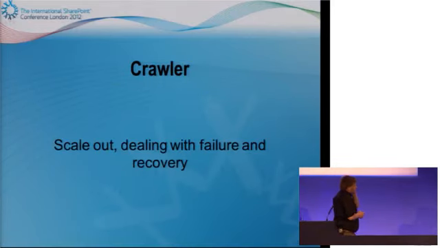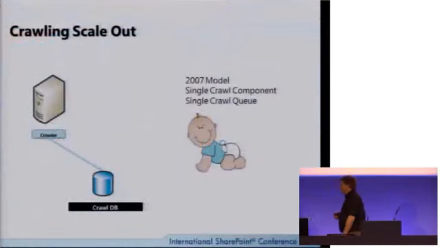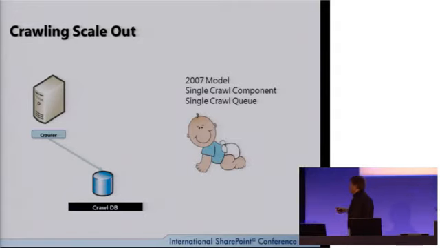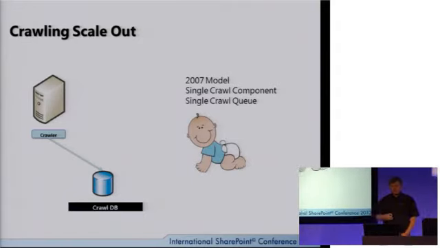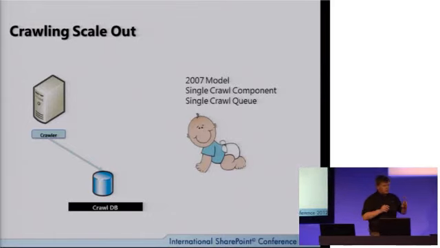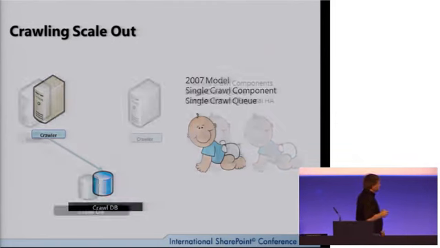So, the things we just talked about, the crawler. Let's look at the slides. And so we're going to scale out and deal with, how do we deal with failure and recovery? So, crawling scale out, remember this guy from before? Very simple, one crawler, one crawl DB. The 2007 model, basically. Our single point of failure, single index, big problem in 2007.